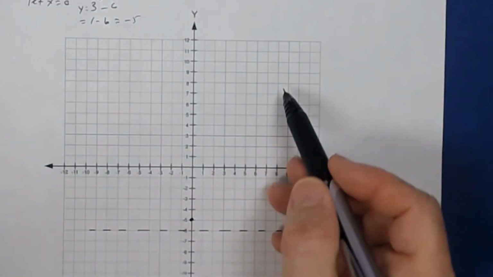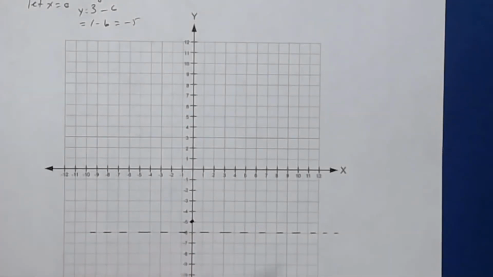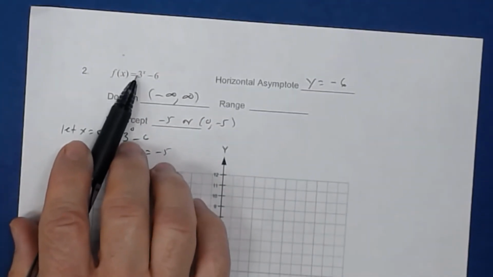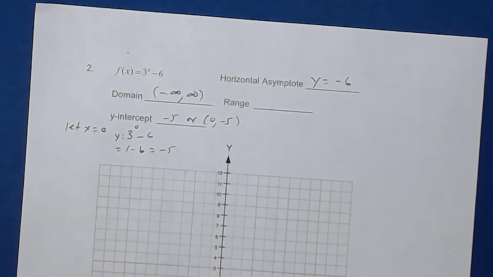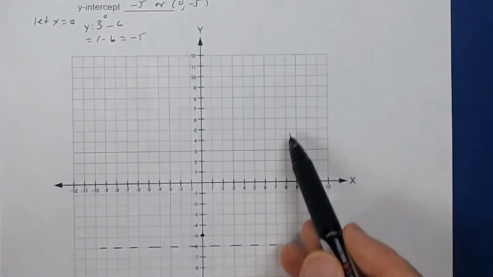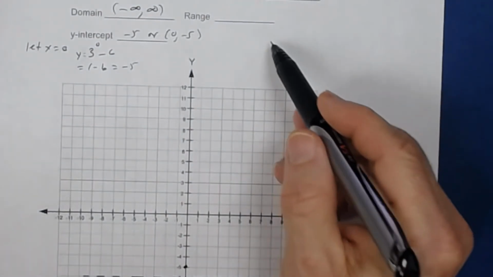Now either it's going to increase or it's going to decrease. Well, look at the base. The base is 3, right? Since 3 is greater than 1, since the base is a number that's bigger than 1, it's going to increase. And you're going to see this in a little while, that this will increase. All right? So let's go ahead and figure out 2 more points, because remember, you need 3 points.